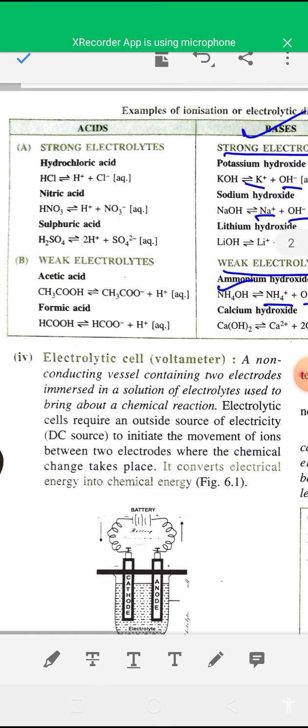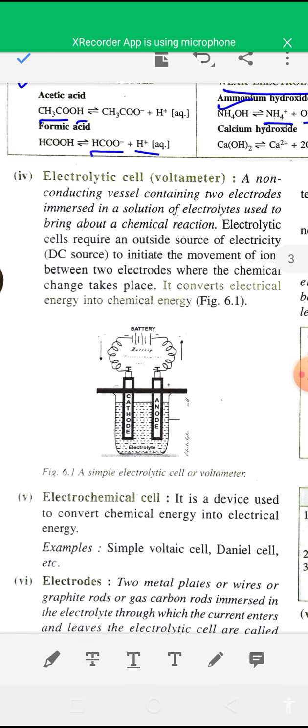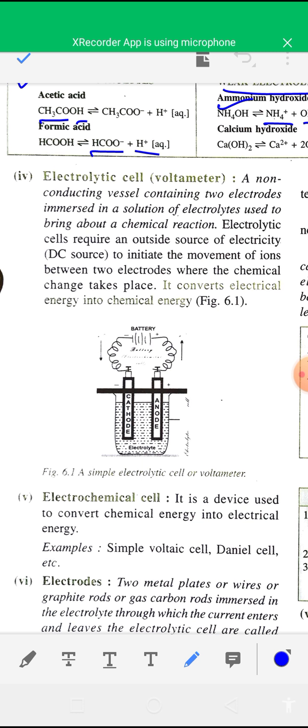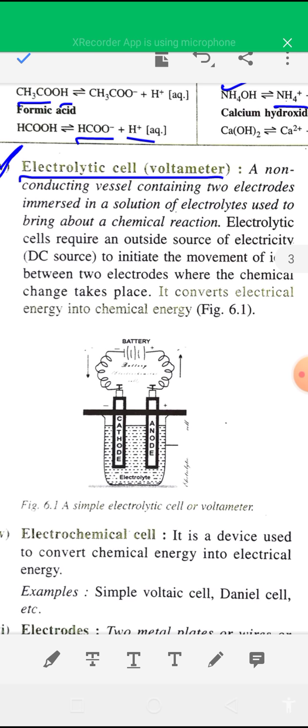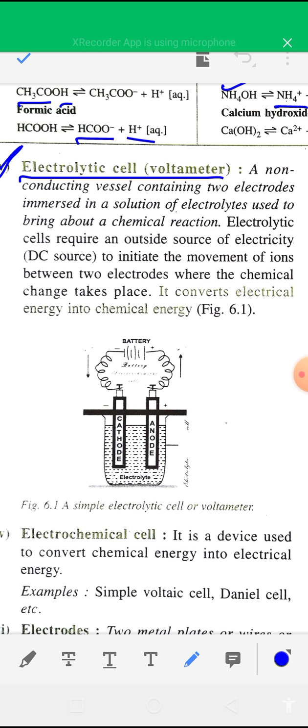Now see what an electrolytic cell is. Electrolysis of an electrolyte is carried out in a special type of instrument which is known as an electrolytic cell. It is also known as a voltameter. It is a non-conductive vessel containing two electrodes.